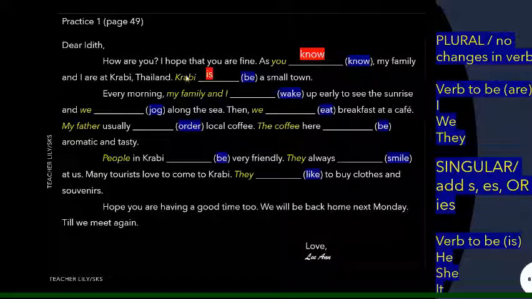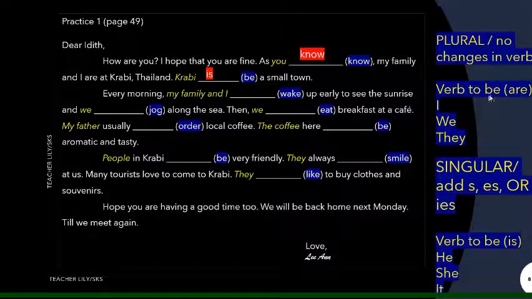Very good. Krabi is a small town. Don't put "Krabi a small town," because it's only one Krabi, the name of a place. Okay, next one. Every morning, my family and I, okay? My family and I means more than one. So it is "we." So plural.